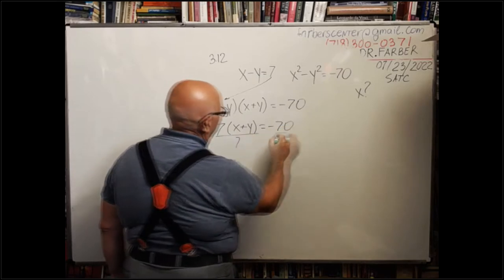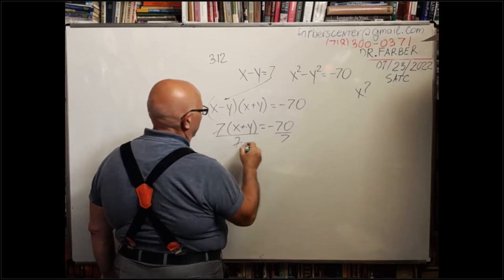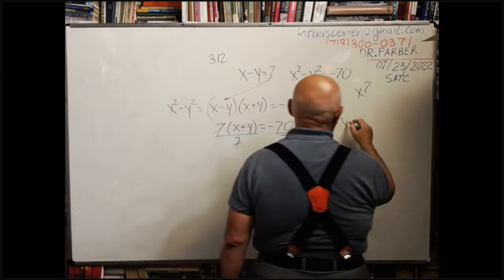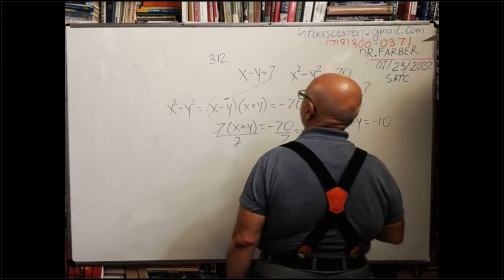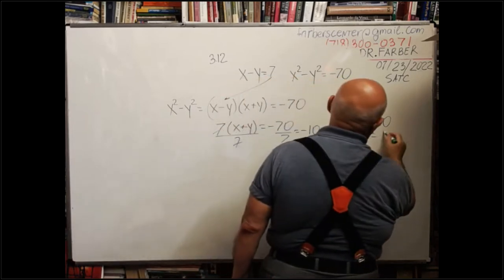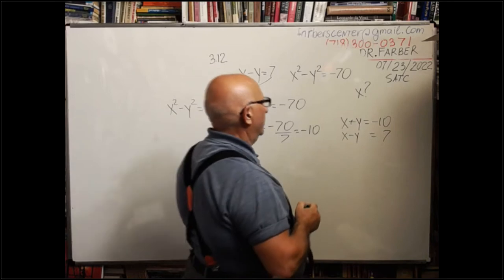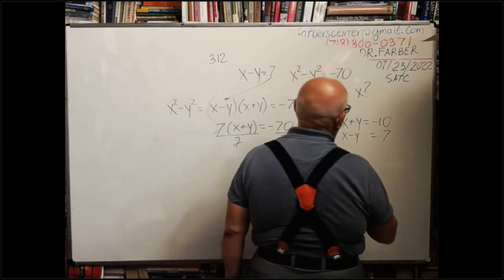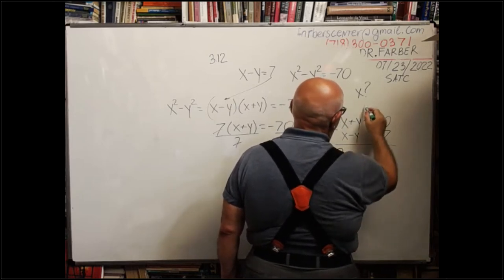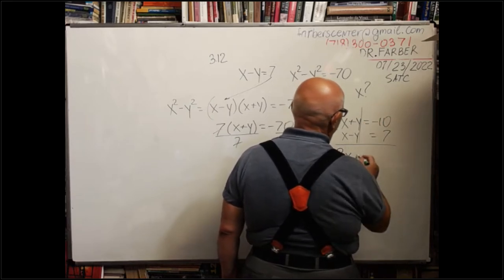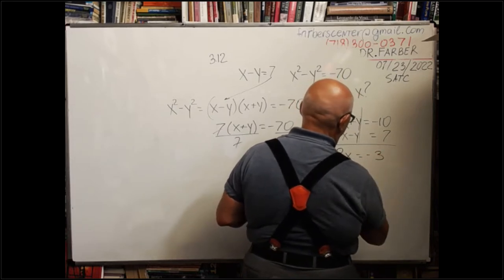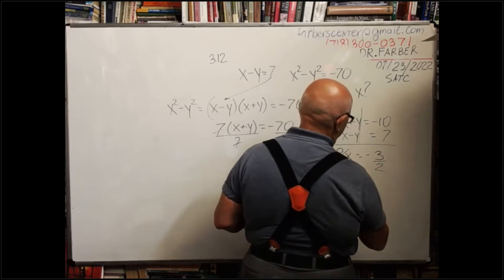Divide both parts by 7. Cancel, cancel. Equals negative 10. What did we get from here? x plus y equals negative 10. And x minus y, this initial equation, equals 7. How to find x? Add them up. System of equations, chapter 8. 2x, cancel out this one, equals negative 3... wait, 2x equals negative 3. Divide both parts by 2. Cancel out. Check mark.